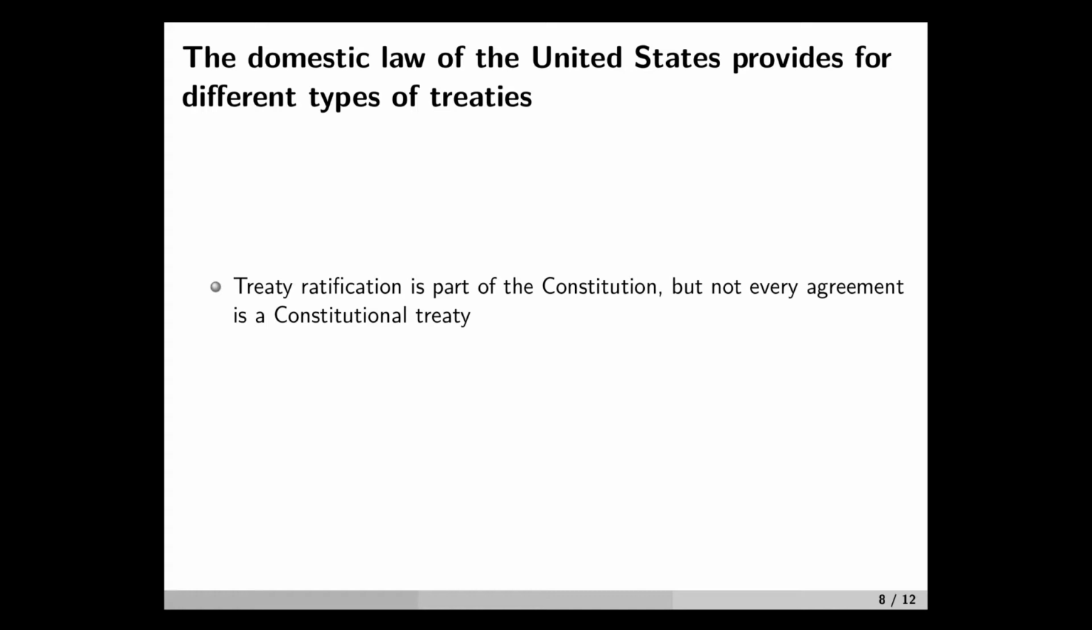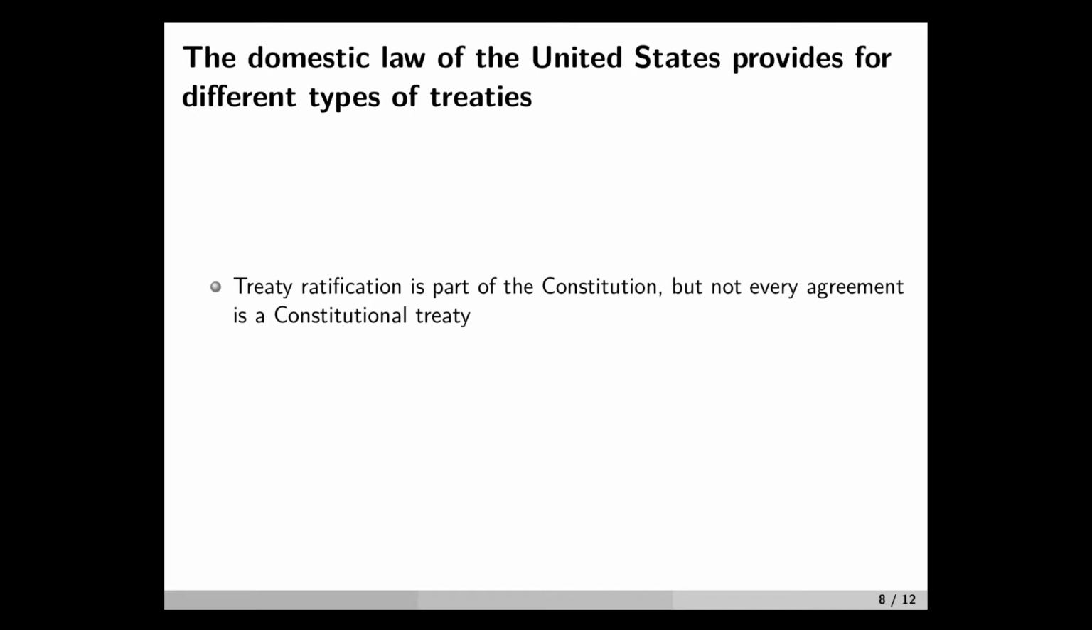It does not matter what character the treaty has under United States law. We often hear about treaty ratification as part of the Constitution. The Constitution has a provision regarding treaties, allowing for the president to enter into treaties, but only with the advice and consent of the Senate.